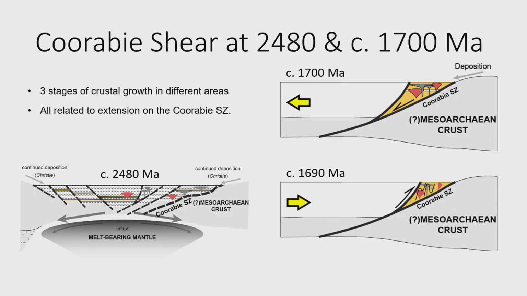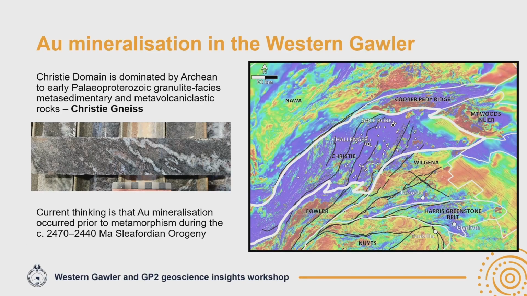And it's a zone that has been repeatedly reactivated over time, especially around 2480, but also at later stages. We're getting Kimban ages around 1700. And these are all extensional events around the Kurobi shear zone that really control a lot of what magmatism happened at the time.